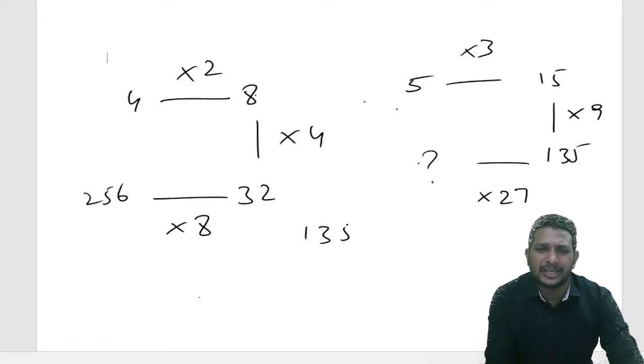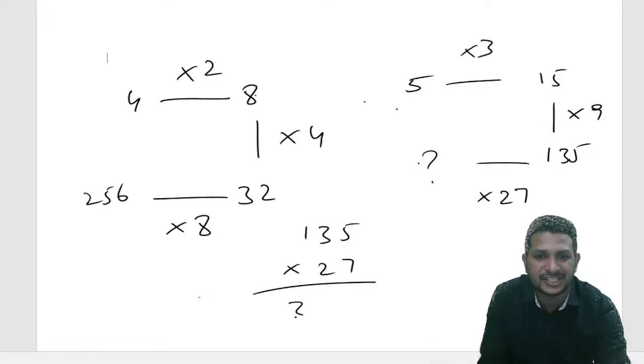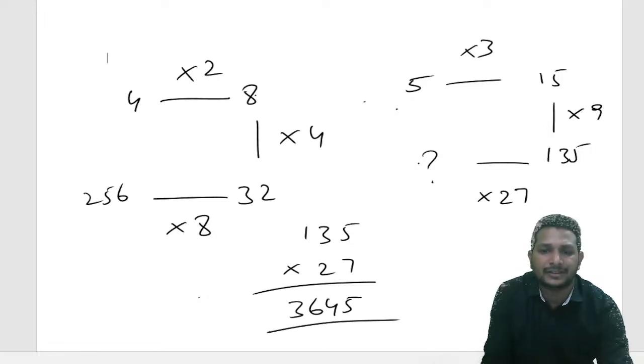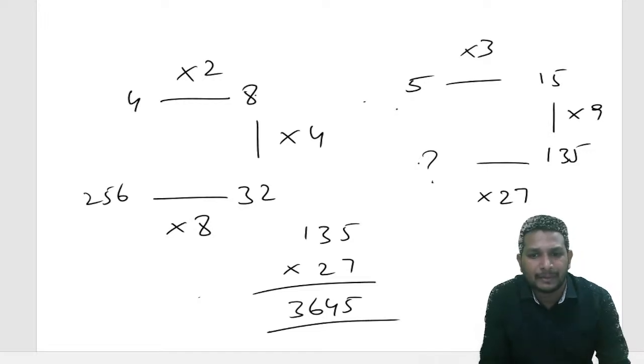But the problem over here is that they didn't give the answer. 135 multiplied by 27 means you're getting 3645. Okay, 3645. But 3645 is not there. So the closest answer is option 2. But basically you don't have the answer. The answer is not given here. So the closest answer is option 2. Next.